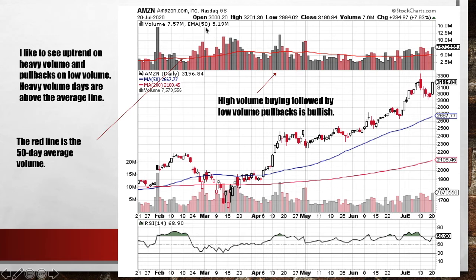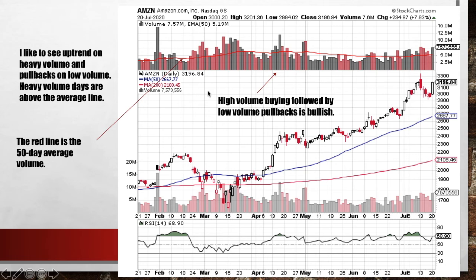So the 50-day average volume here on this date is 5.19 million, and Amazon had 7.57 million shares traded that day. What this is telling us is that over the past 50 days, Amazon has averaged around 5.19 million shares traded a day. But today was an above average volume day, right? See, it's above that red line, and there were 7.57 million shares traded. That means there was something going on in Amazon that day, that there was a lot of buying going on.